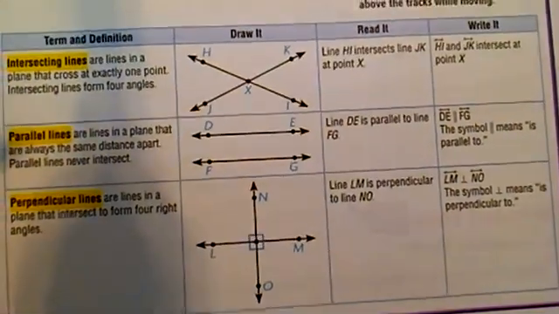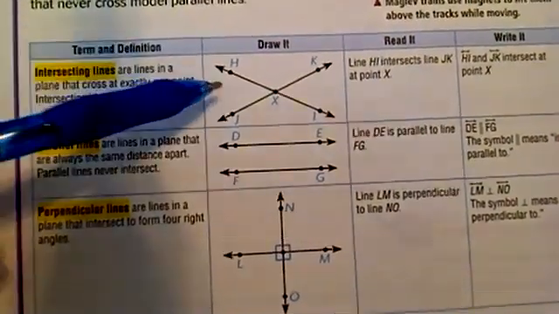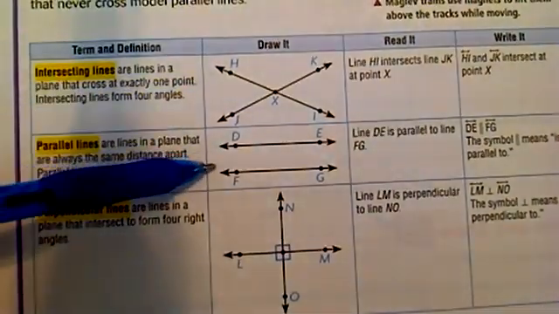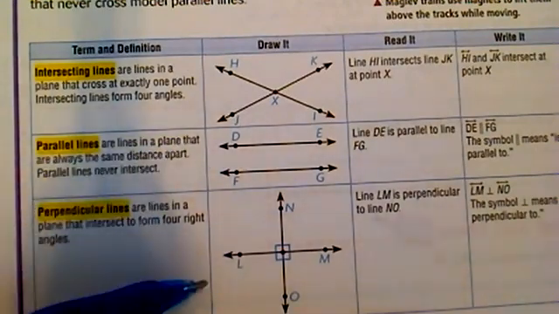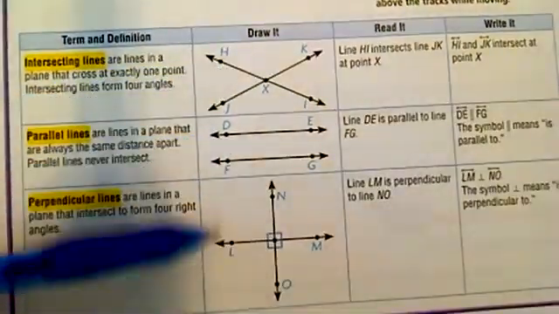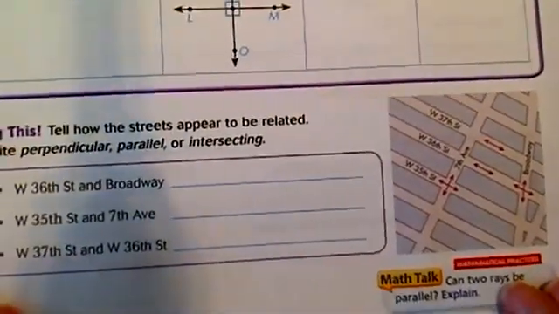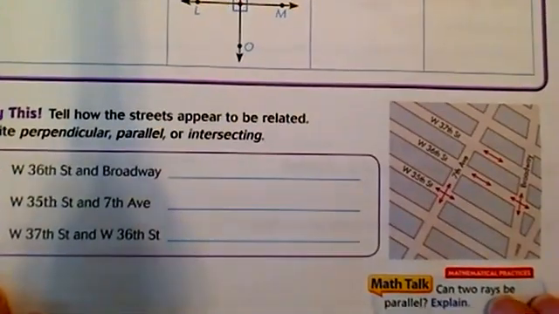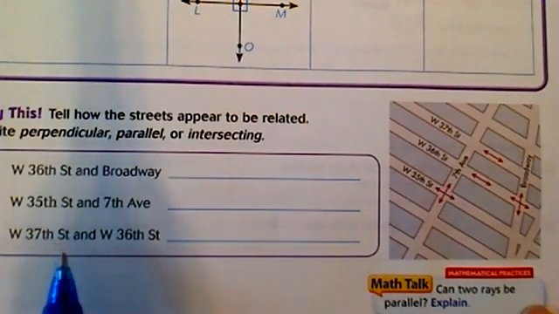I could have intersecting rays, intersecting line segments. I could have parallel rays or parallel line segments, and I could have perpendicular rays or perpendicular line segments. So these are examples of lines, but I could also show that in rays or line segments. Let's look down here to a map. It's kind of fun to use a map. And this happens to be a map, I guess, of some streets in New York City, because it has Broadway there. So I'm imagining this is probably New York City.